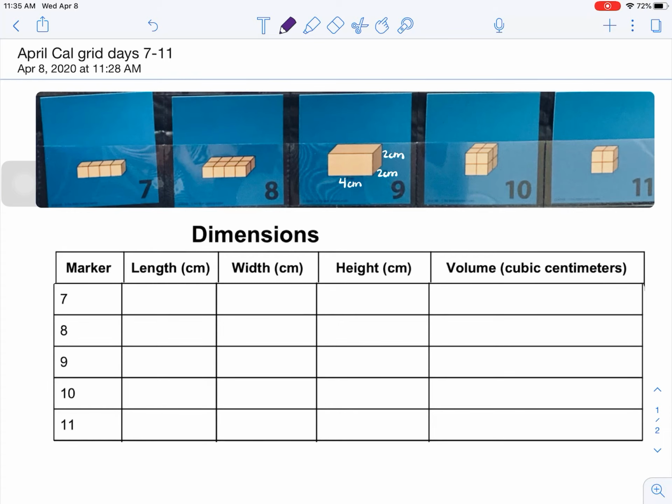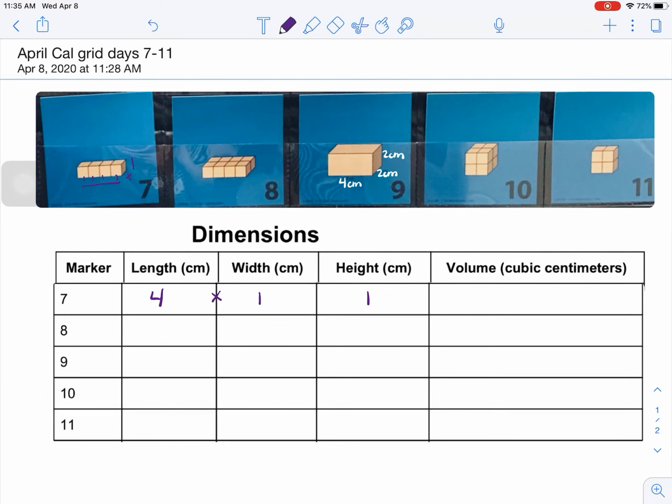All right, so if we look at day 7, we are looking at the 3 dimensions. Remember, this is focusing on volume. So I'm trying to figure out my length, my width, my height. I can see as I count across, it's 1, 2, 3, 4. So that's going to be my length. It is 1 back or 1 width, and my height, it is 1 layer tall.